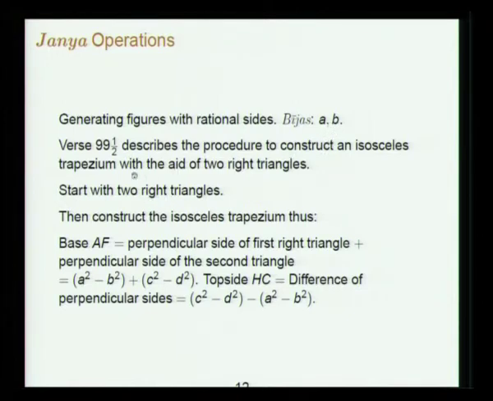triangle. So one of the verses describes the procedure to construct an isosceles trapezium with the aid of two right triangles. So start with two right triangles, then they construct the isosceles trapezium in the following manner. So this is the perpendicular side of the first triangle plus the perpendicular side of the second triangle. The first triangle's perpendicular side is a squared minus b squared, and the second triangle's is c squared minus d squared, and the top side is the difference of the perpendicular sides.